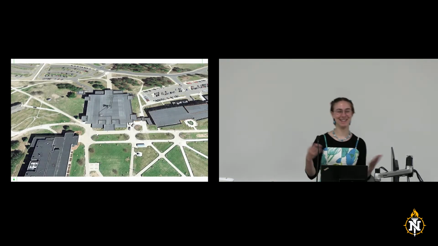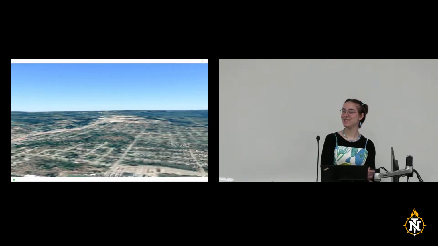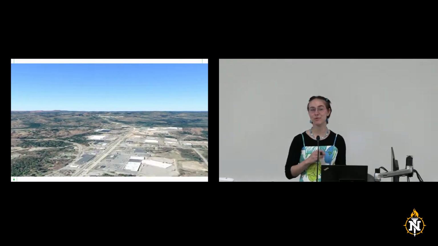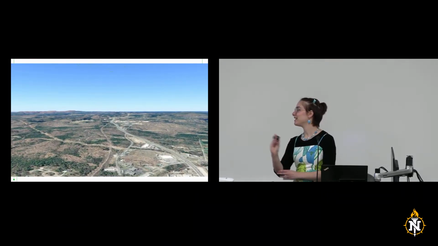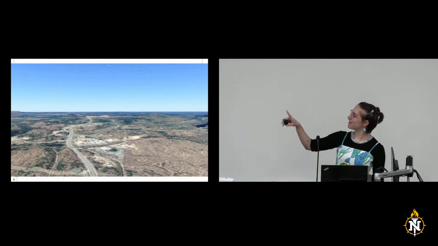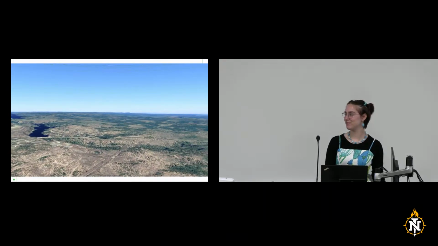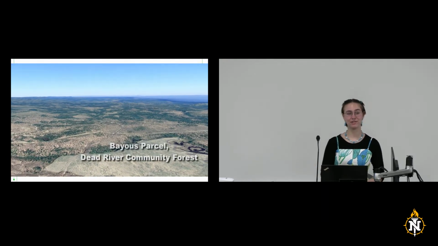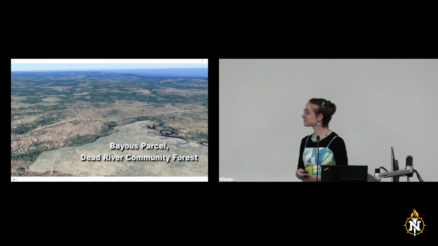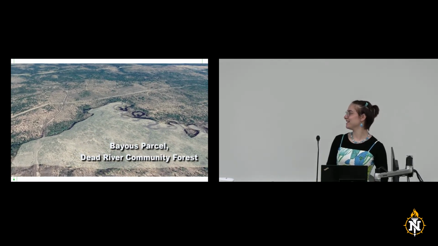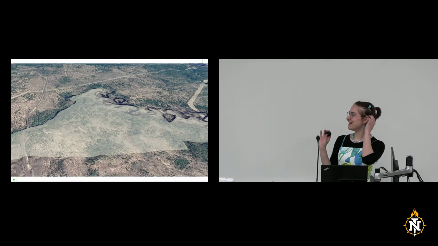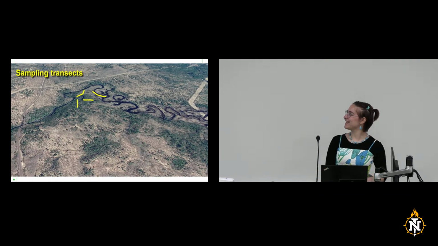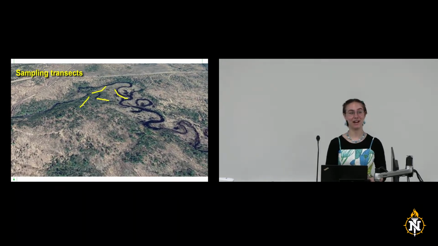So now we are going to take a journey. Starting here in James Rich Hall, we are going to head west along Highway 41. And then eventually we are going to hang a right and we'll end up at the Dead River Forest. This highlighted portion right here is the Bayous parcel, and this is where I conducted my research. And then in a second here, it is going to zoom in on 4 lines. These are my sampling transects, where I sampled my trees from.